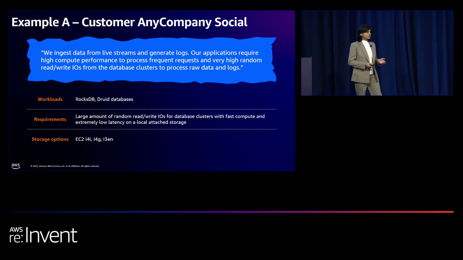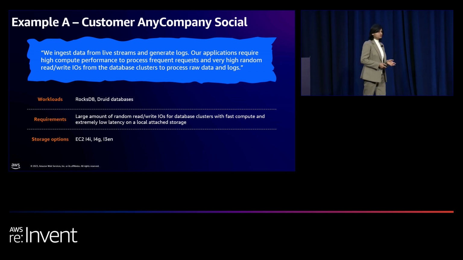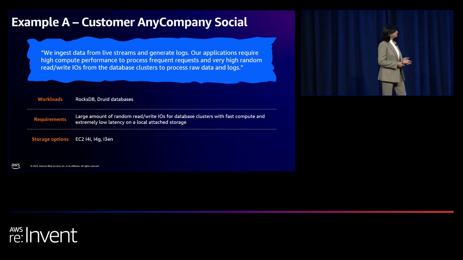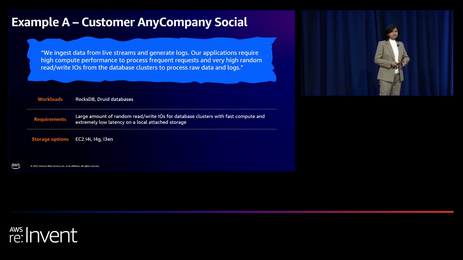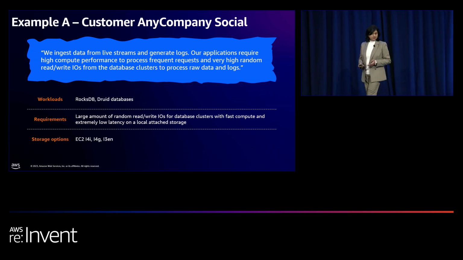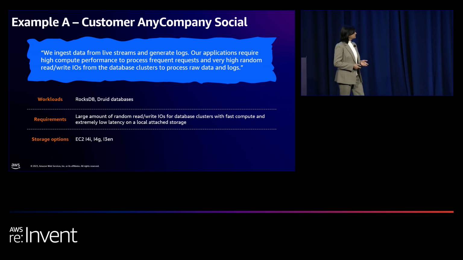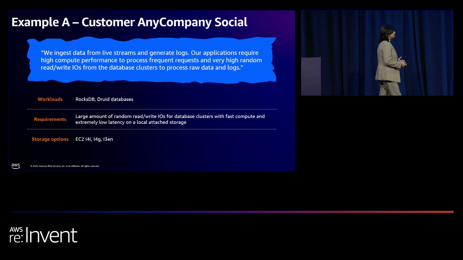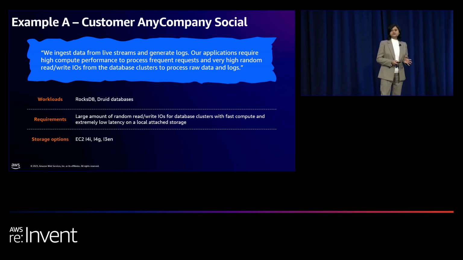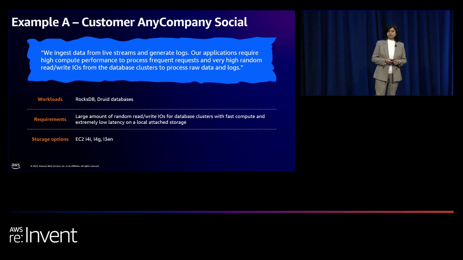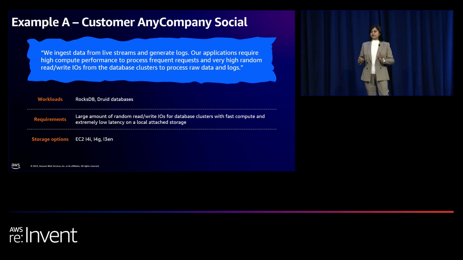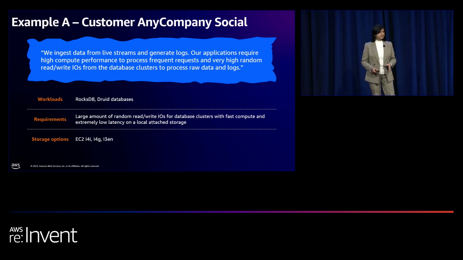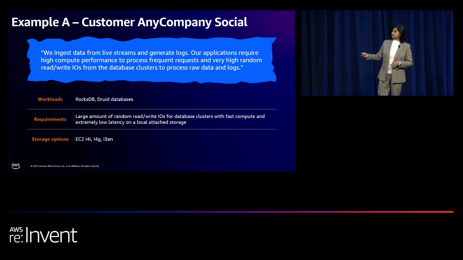So now, the requirements are very clear. Large amount of random IOs going on, sensitive to latency, need very fast compute. What they are also doing is processing these logs and these live streams in a locally attached storage. But that's their use case. They are doing lots of processing in the local attached storage, and then they're moving the data off to some other network attached storage.